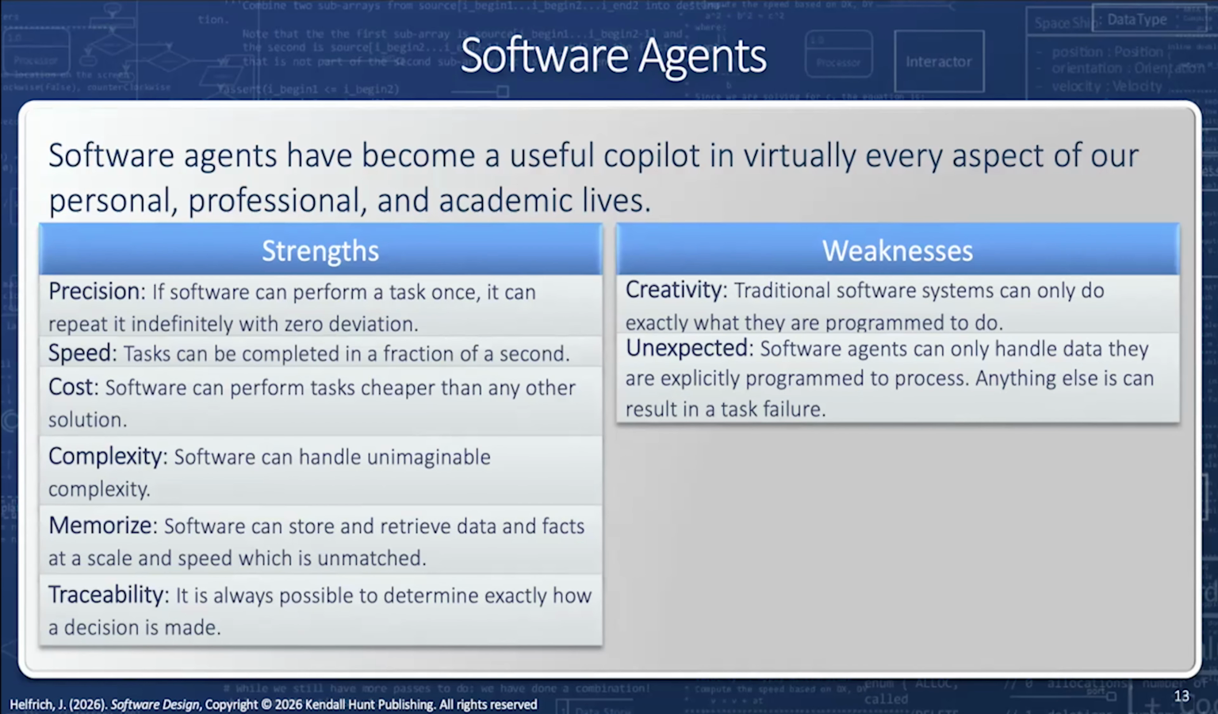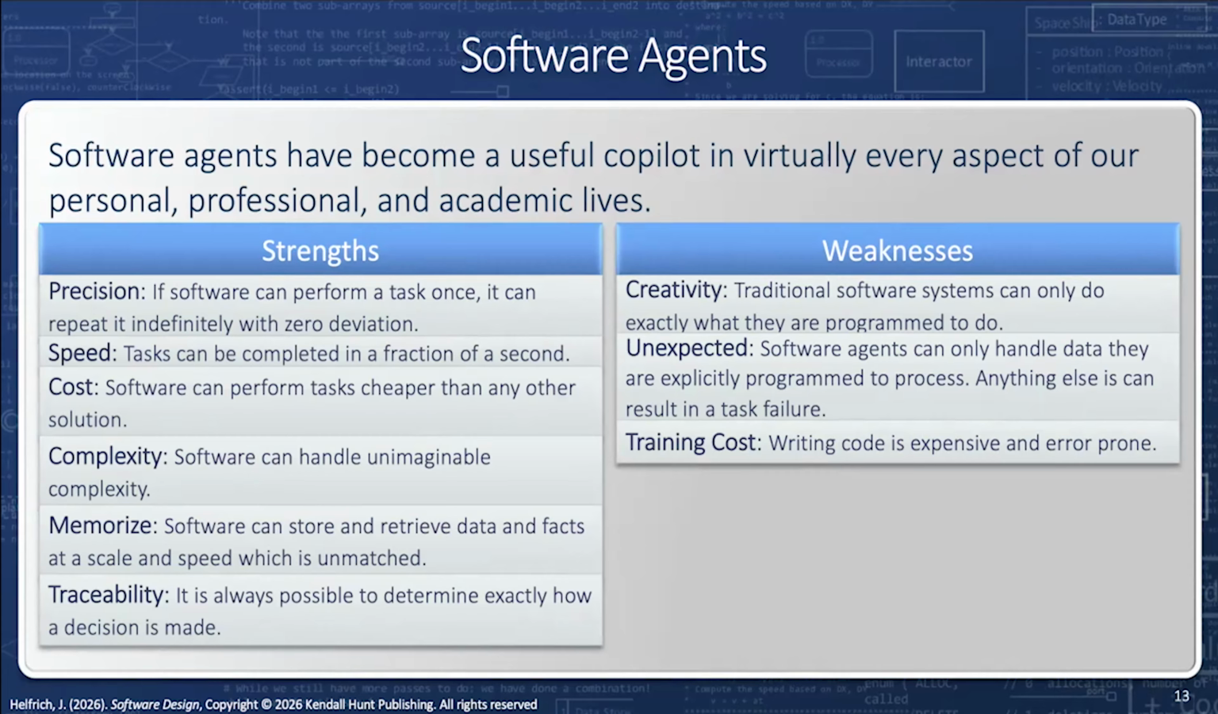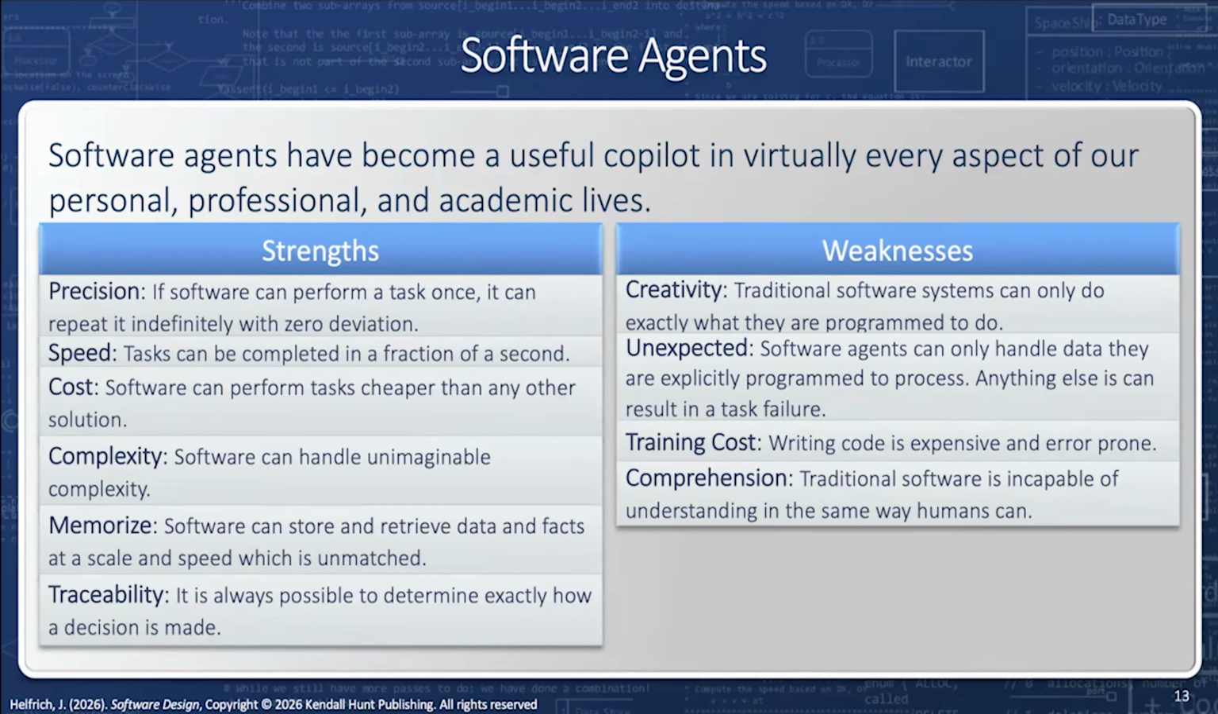This places the burden on programmers to anticipate all possible input combinations, an extremely difficult challenge. Human and AI agents, however, can adapt to unexpected data on the fly. Writing code is expensive and error-prone. It is often much easier to teach a human how to perform a new task than to program a computer to do it. And finally, traditional software lacks the semantic understanding and contextual awareness that humans have. In other words, software is incapable of understanding the way humans can.